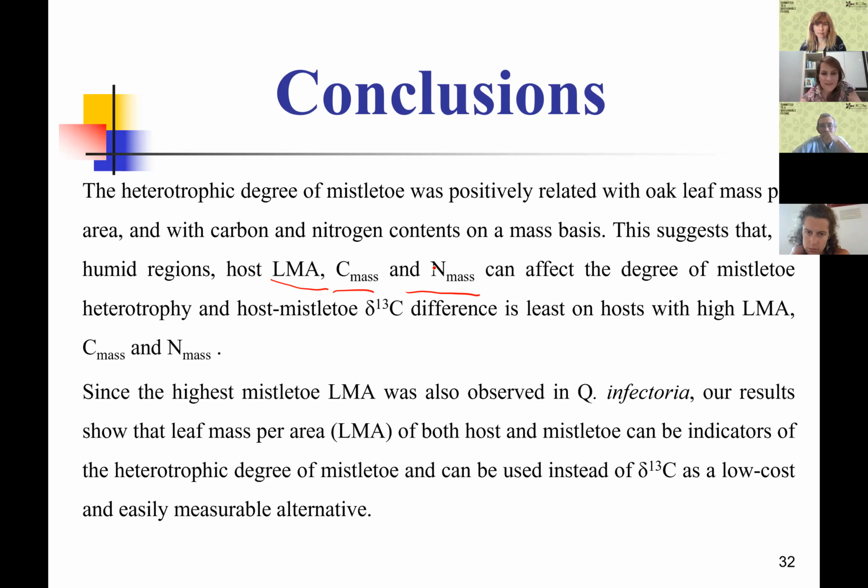Since the highest mistletoe LMA was also observed in Quercus infectoria, our results showed that leaf mass per area of both host and mistletoe can be indicators of the heterotrophic degree of mistletoe and can be used instead of delta 13C as a low-cost and easily measurable alternative.